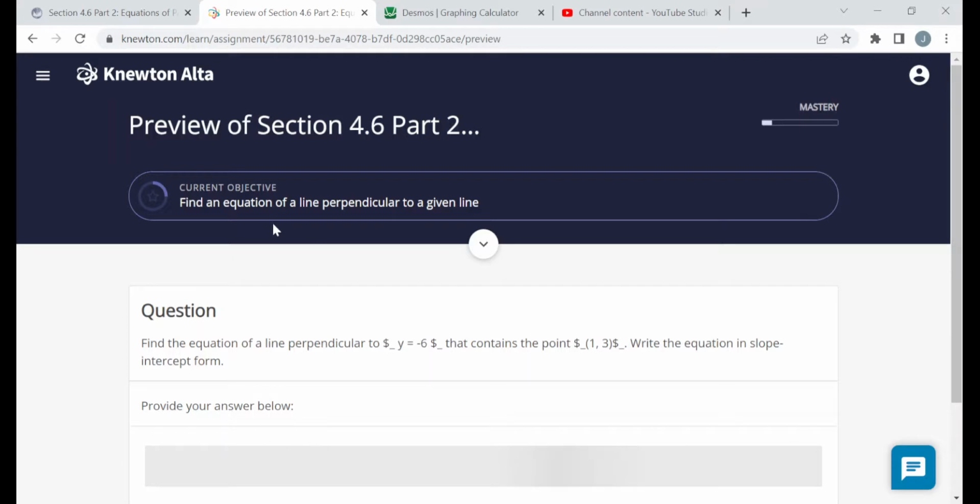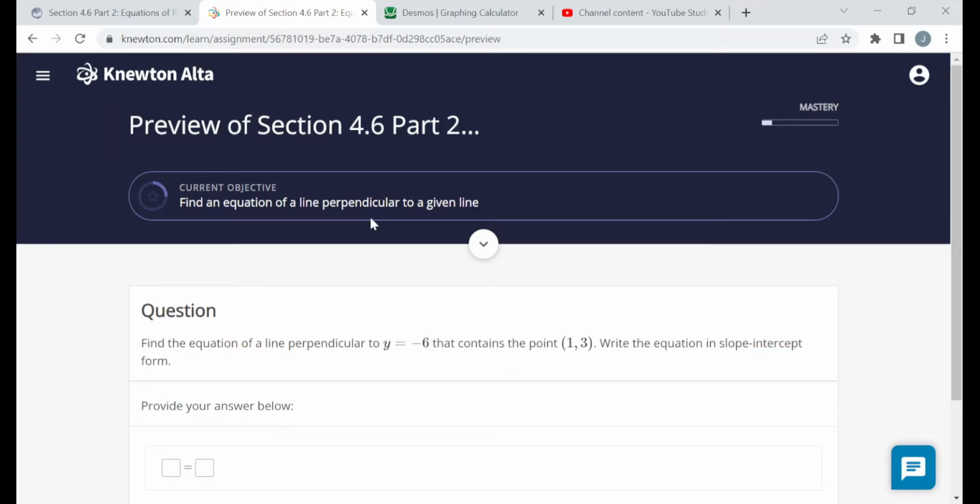So it's still the perpendicular objective. Just remember the slopes of perpendicular lines are opposite reciprocals, or in this case, if one line is horizontal, a perpendicular line will be vertical. Two lines are perpendicular if the product of their slopes is negative 1, or if one of them is horizontal and one of them is vertical, which is going to be the case here.